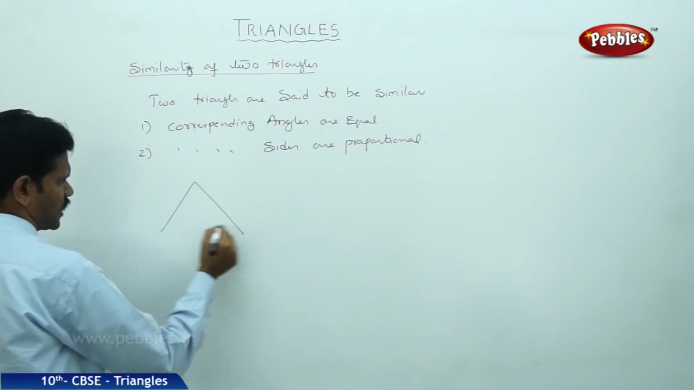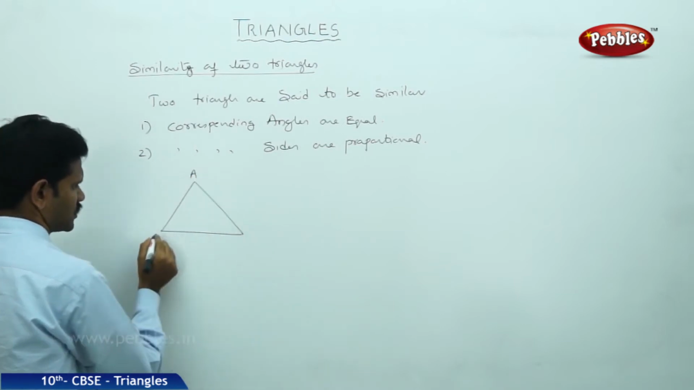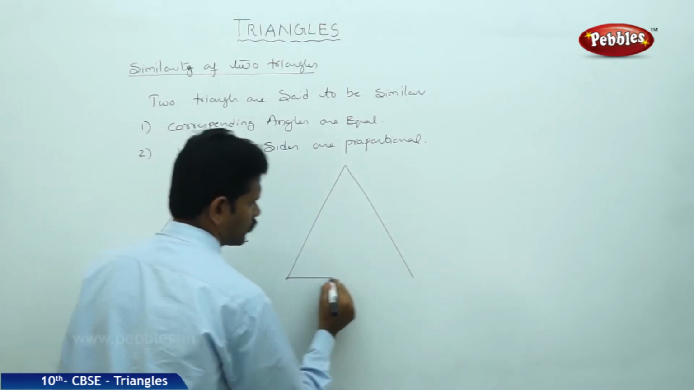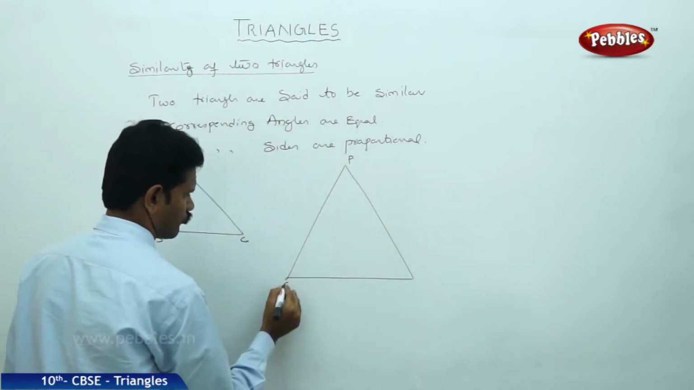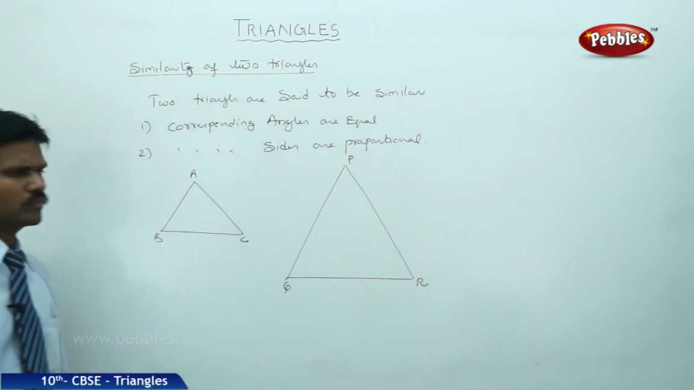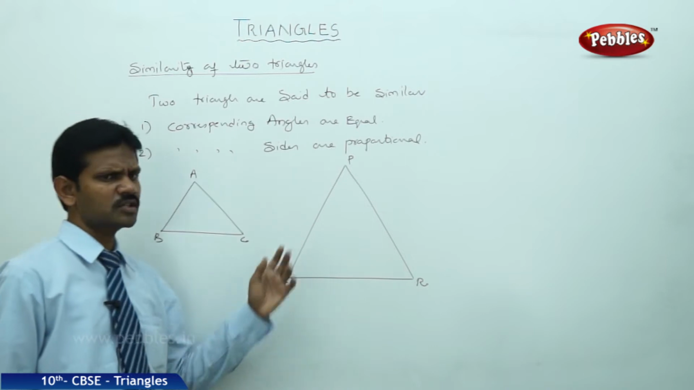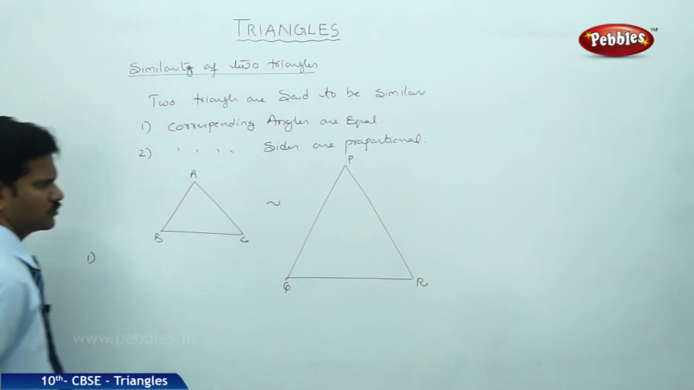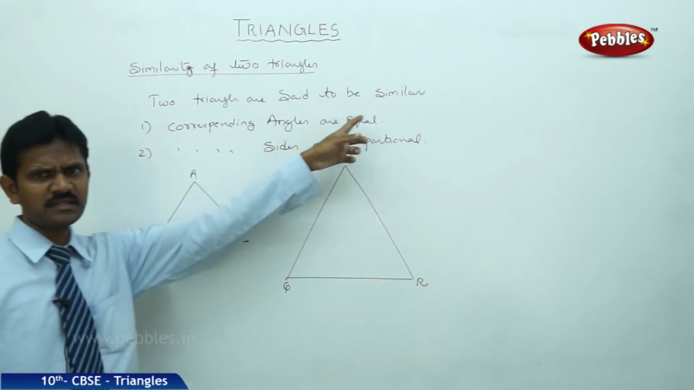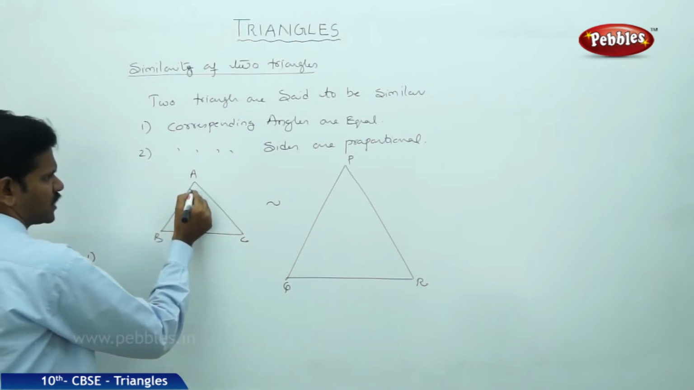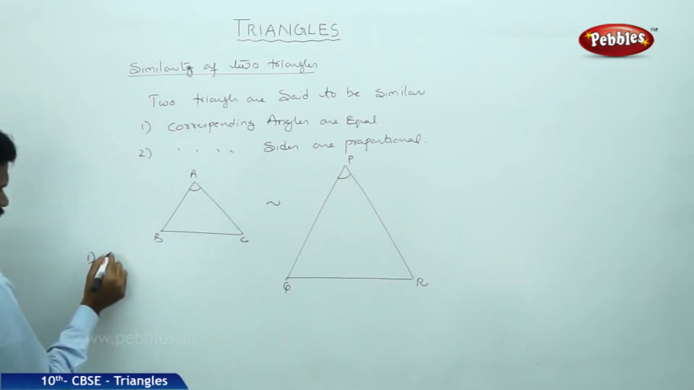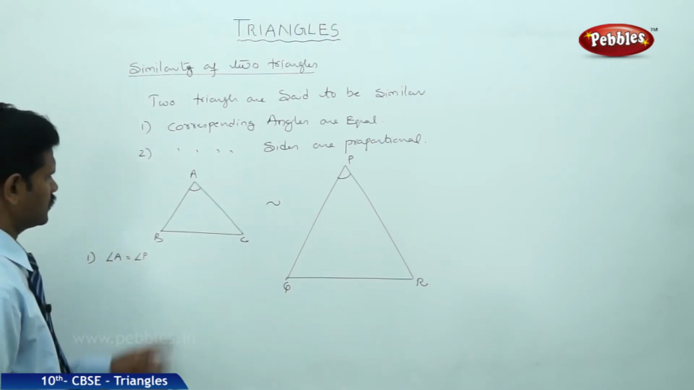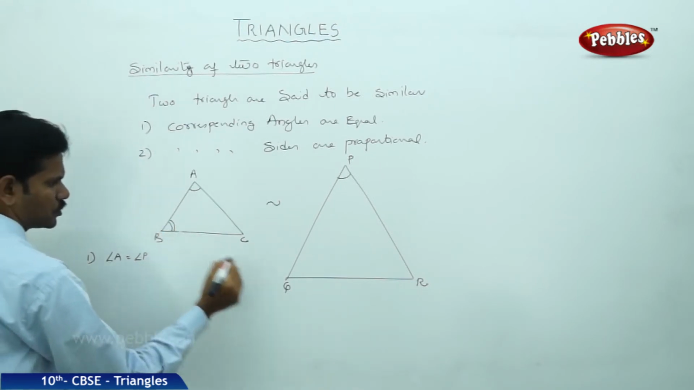Consider two triangles, ABC and PQR. Now, let us consider these two triangles are similar. Condition number 1, corresponding angles are equal. Corresponding angles are equal means angle A is equal to angle P, angle B is equal to angle Q.